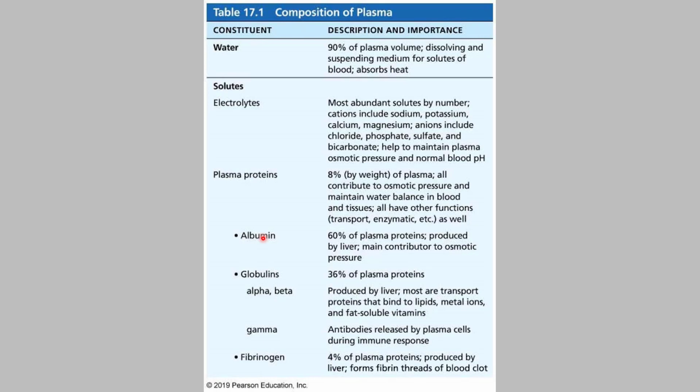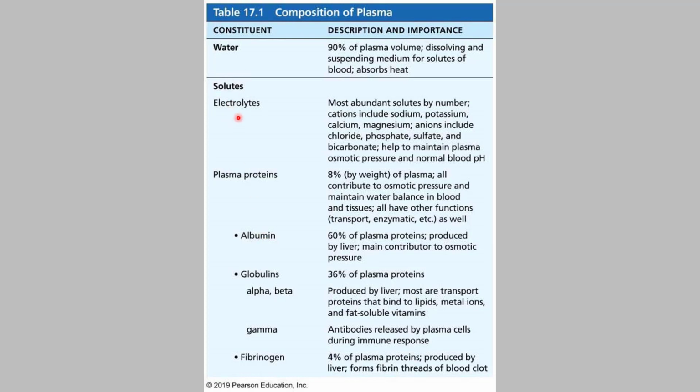So what is plasma made of? Well, like everything else in the body, it's mostly water. Water is about 90% of the volume of plasma. And so water is responsible for dissolving a lot of the stuff that's in blood. It's also responsible for absorbing heat. Remember the properties of water from Bio 137. But what's dissolved in that water to make plasma?